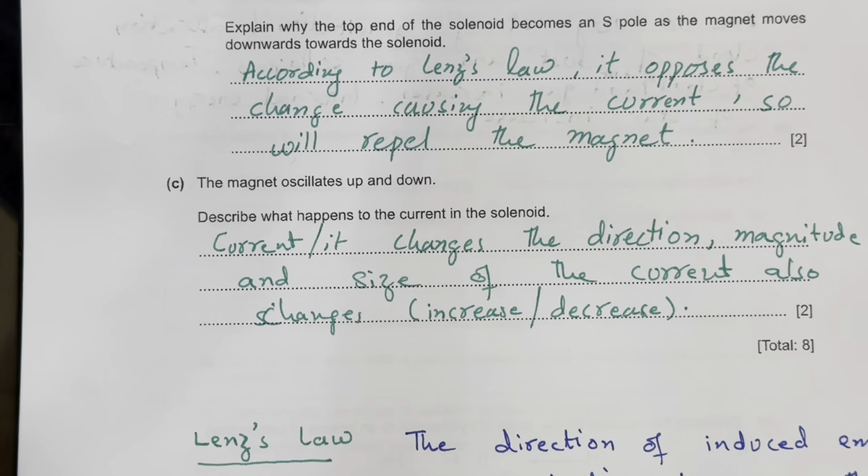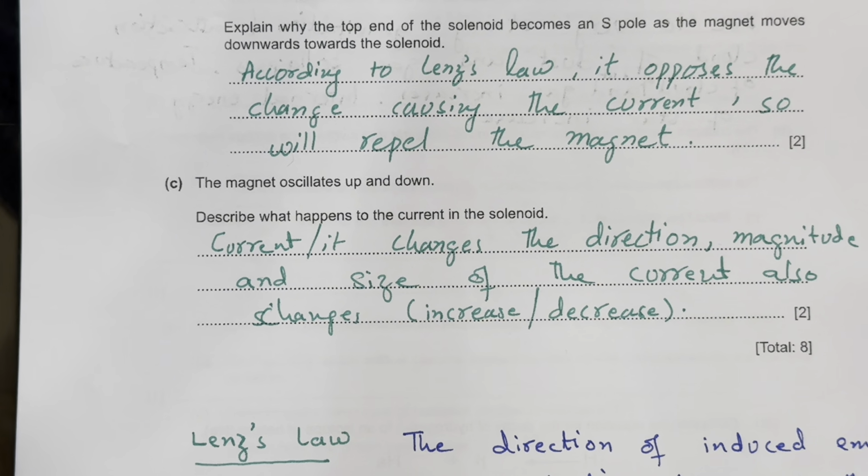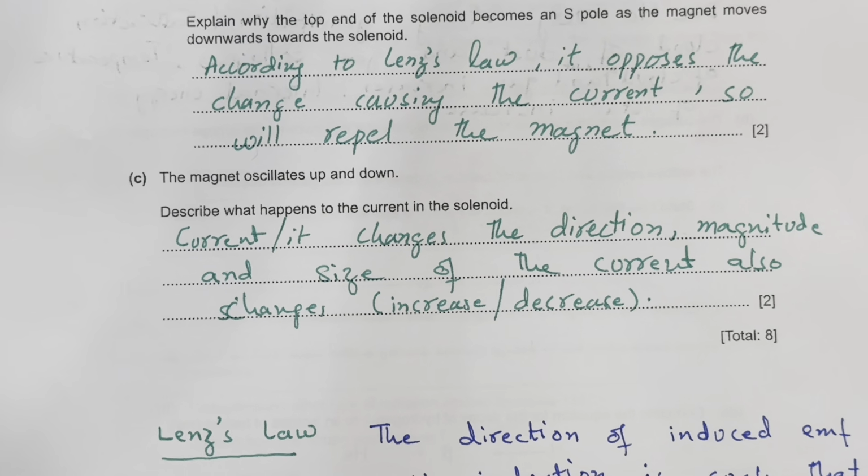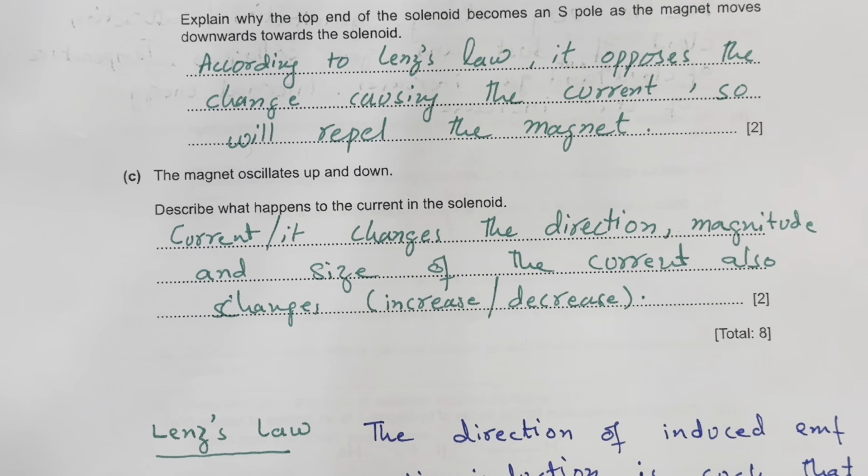So we are going to move to the next part, C part. The magnet oscillates up and down. Describe what happens to the current in the solenoid. The current changes direction, and the magnitude of the current also changes, increases or decreases. Or you can simply say that when the speed of the magnet's oscillation increases, more current will be induced, or if the speed decreases, less current will be induced. So you can write it either way. So we're gonna write: it changes the direction, and the magnitude of the current also changes.